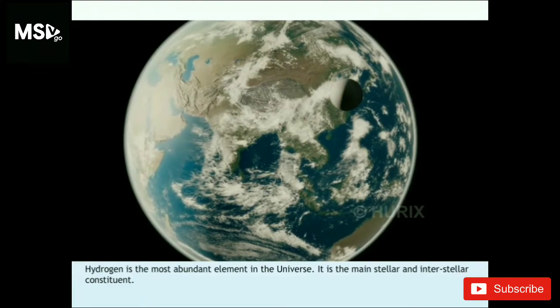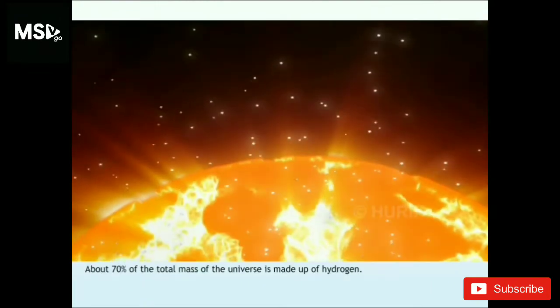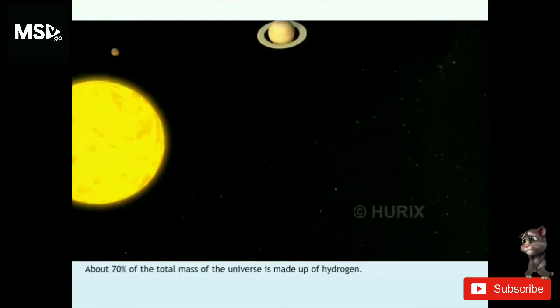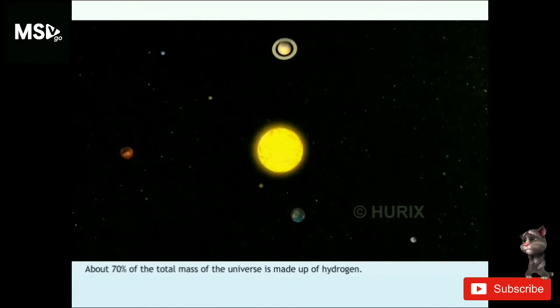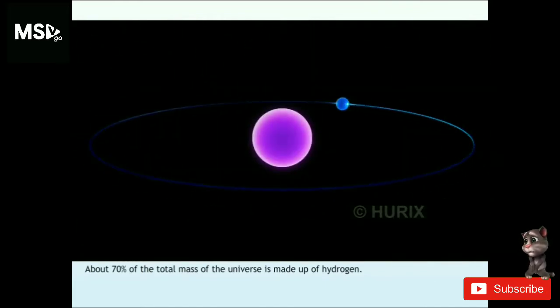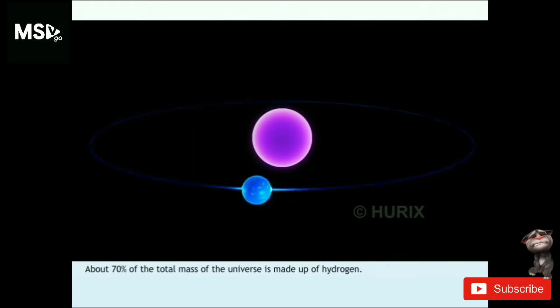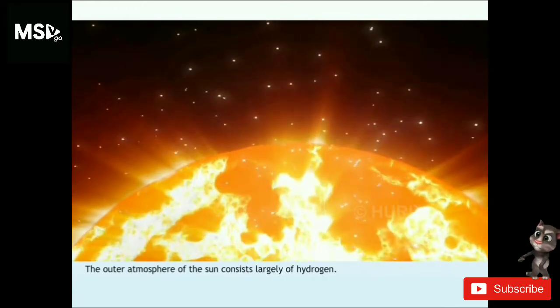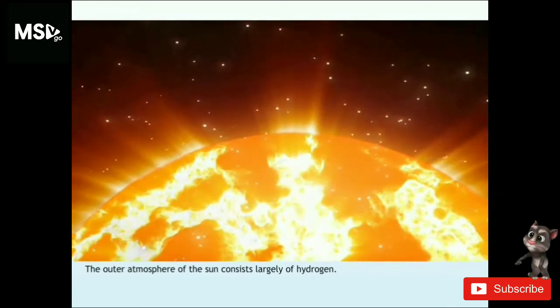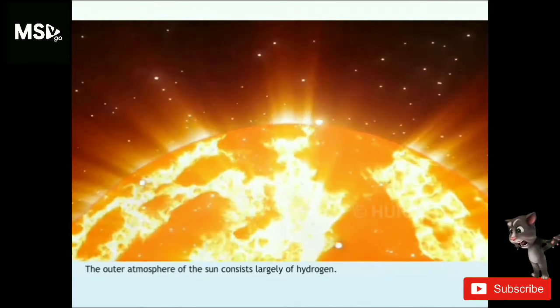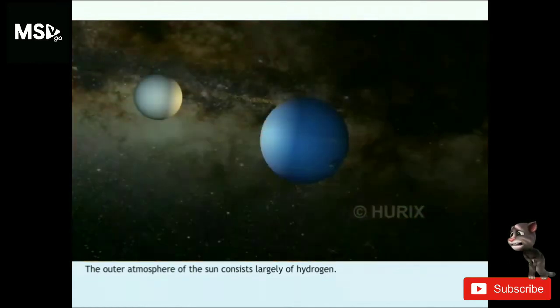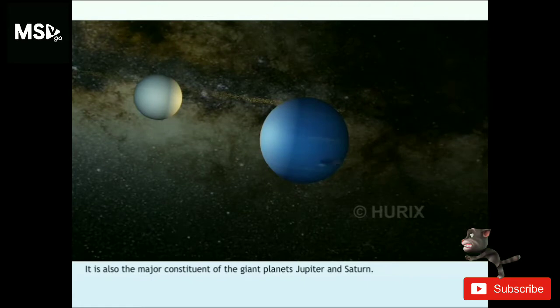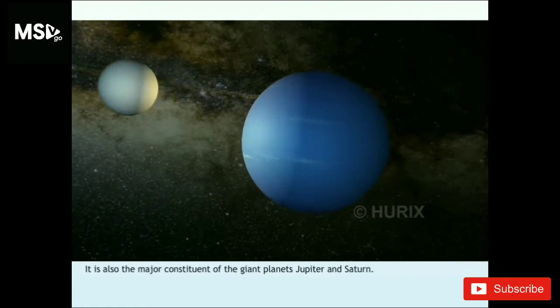Occurrence. Hydrogen is the most abundant element in the universe. It is the main stellar and interstellar constituent. About 70% of the total mass of the universe is made up of hydrogen. The outer atmosphere of the Sun consists largely of hydrogen. It is also the major constituent of the giant planets Jupiter and Saturn.